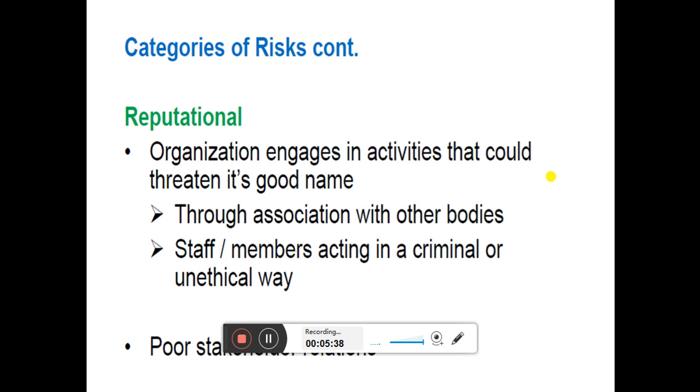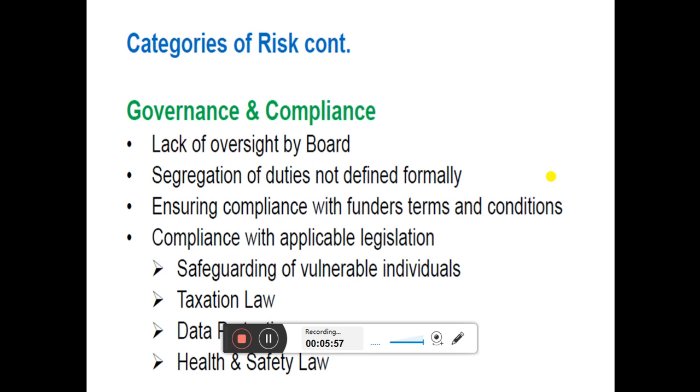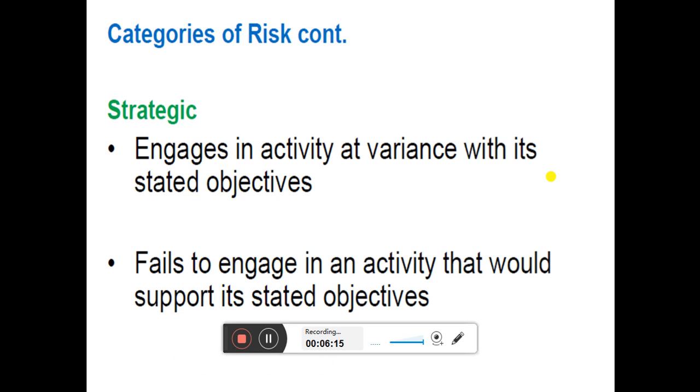Next, reputational risk is very important. If your staff commit some crime or act in an unethical or illegal way, that is a very bad impact for your company. That is a risk. Then governance and compliance: lack of overall strategies by the brand, strategies not defined formally. You have to define them formally. Then taxes and law, data policies, health and safety rules should be included in your system. Otherwise, it will be a total disaster for the entire system.